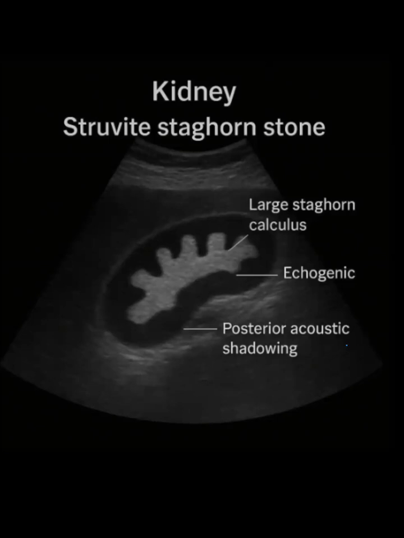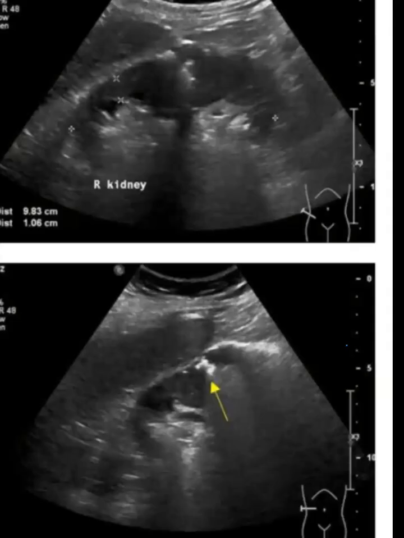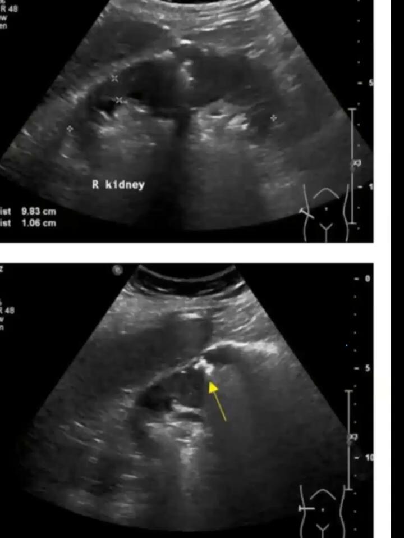So what are the 6 organisms most associated with this type of stone? Klebsiella, Pseudomonas, Ureaplasma urealyticum, Proteus, Morganella, Enterobacter. E. coli is not included here.